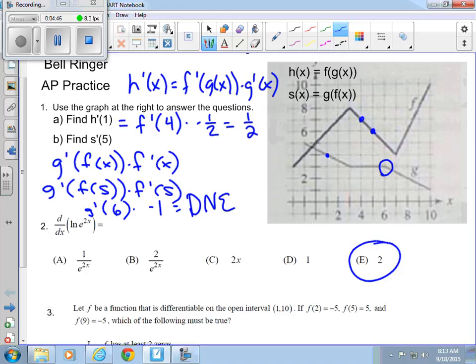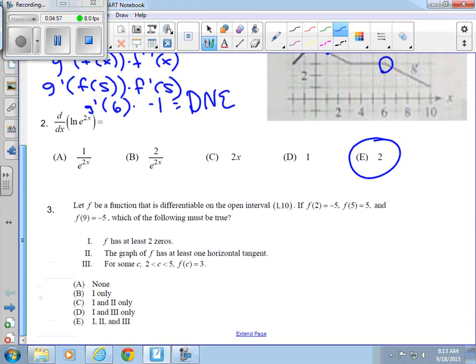Real AP problem. So they just wanted to know, do you know properties of logarithms? Can you take a basic derivative? Or you could have done a chain rule.